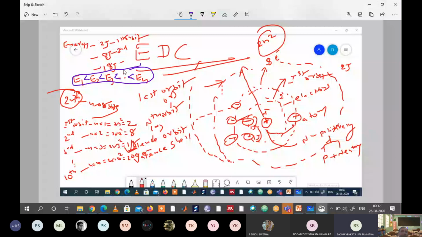So the energy possessed by E1 is less than E2, E2 is less than E3, and En minus 1 is less than En. So the last orbit energy is very, very large.